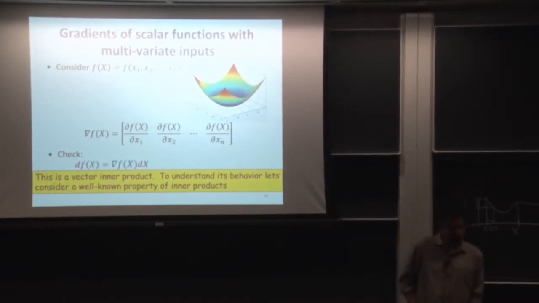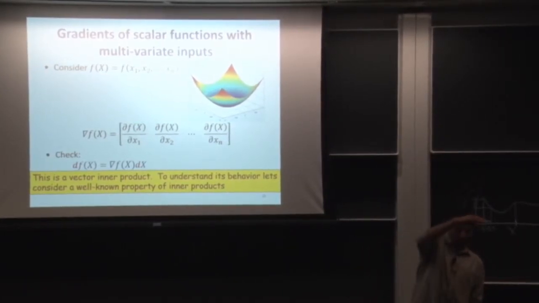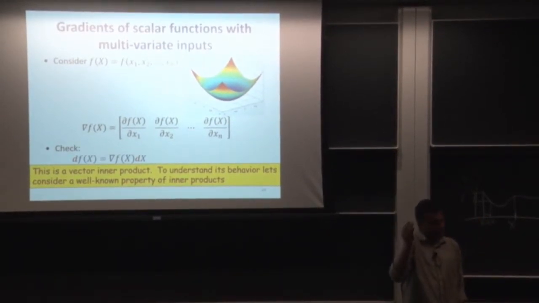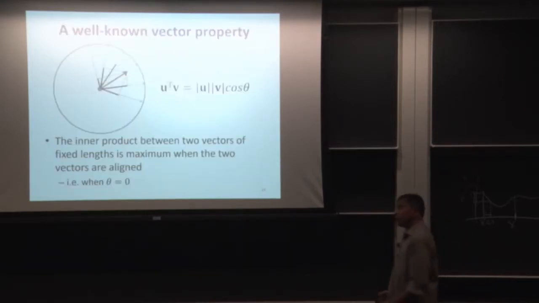But what is this? This is a vector inner product. You have one vector, which is the gradient, the other vector, which is the perturbation in the input, right? And what do we know about vector inner products? So take a look at the board for now.